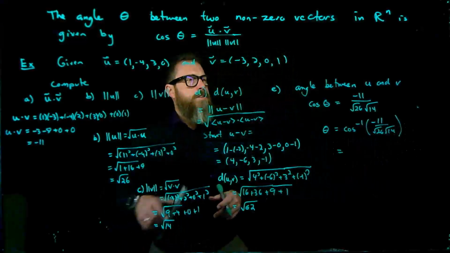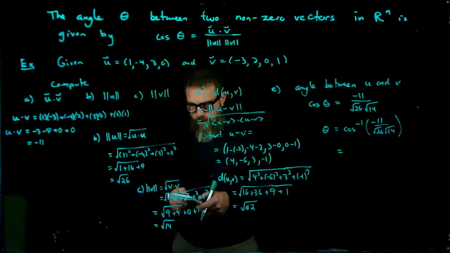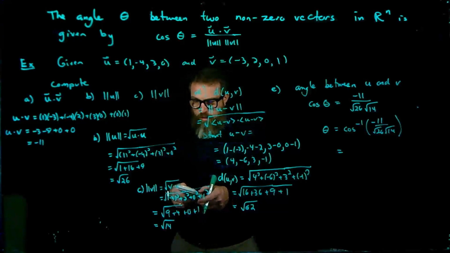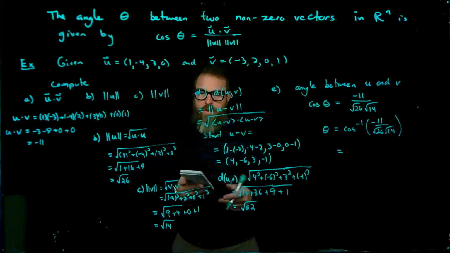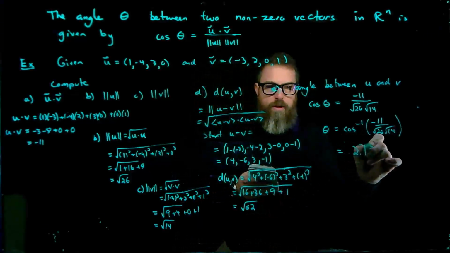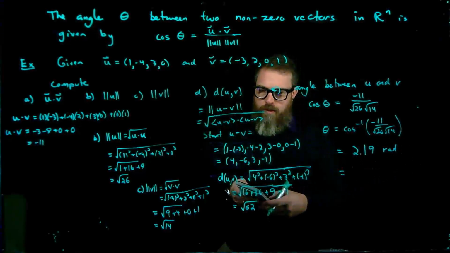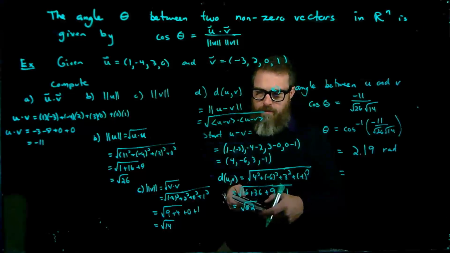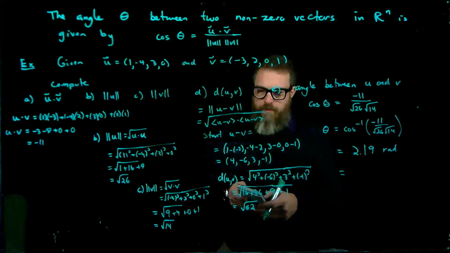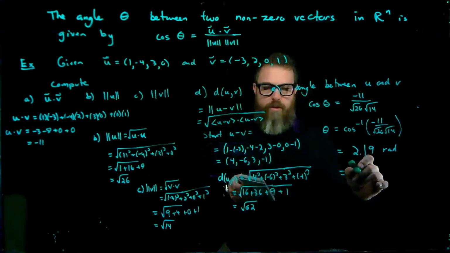Now it's up to you if you want to put this in radians or degrees. Ask your teacher. It doesn't really matter to me as long as you label it. So my mode is in radians, so when I put this in here, we have second, cosine inverse of negative 11 divided by the square root of 26 times 14. So I get 2.19 radians. Or if I want to put this in degrees, I change the mode to degrees, and we get 125.2 degrees.